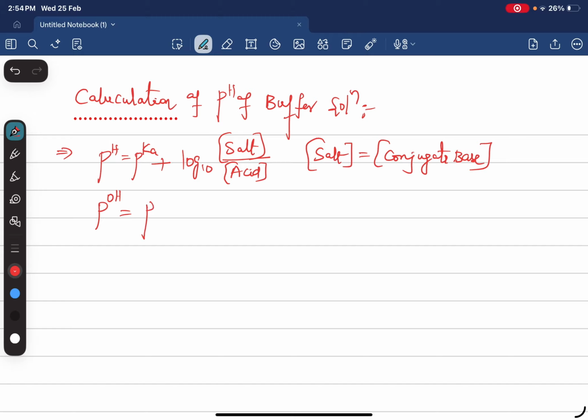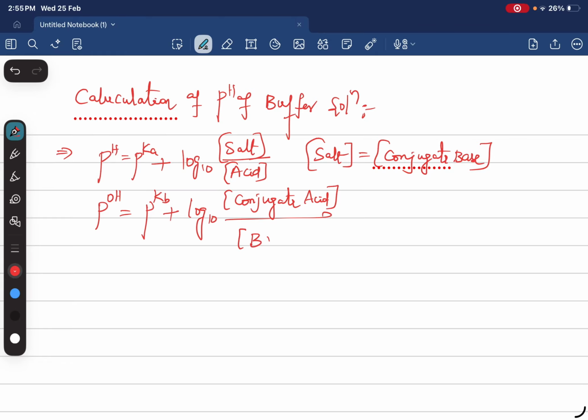So pOH equals pKb plus log base 10 of conjugate acid by base. These are the related formulas for pH and pOH. Accordingly we can calculate the solution pH during buffer problems.